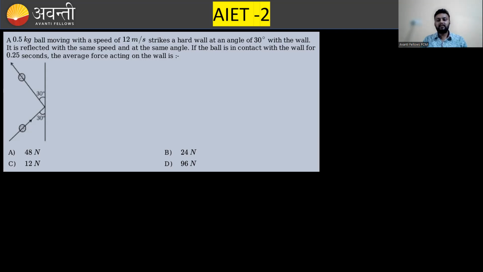Most of the students get wrong answer of this particular question. They don't know the concept exactly.